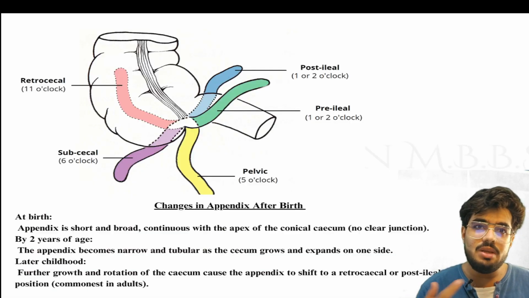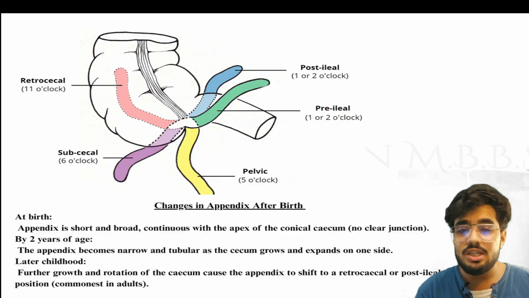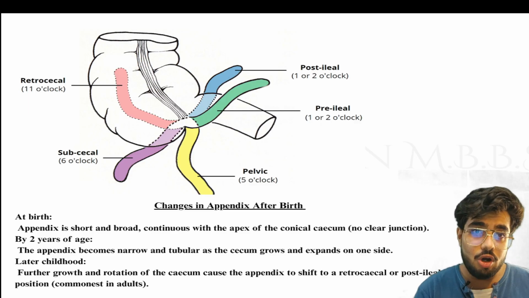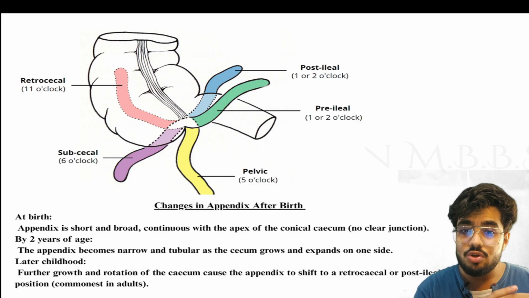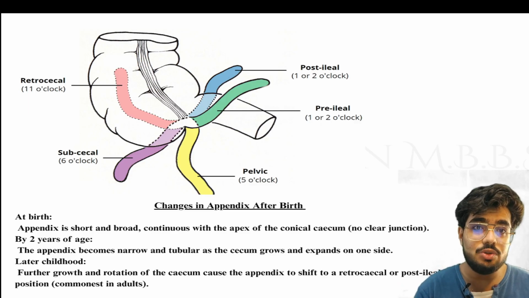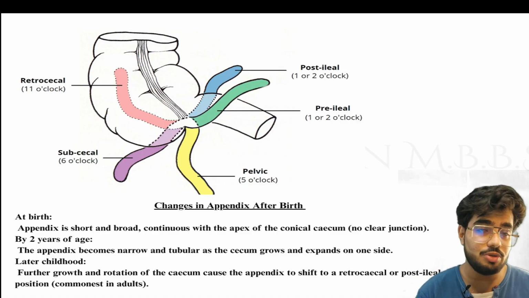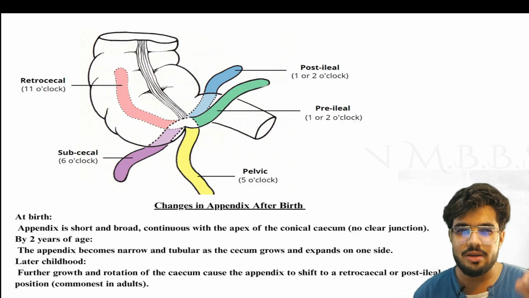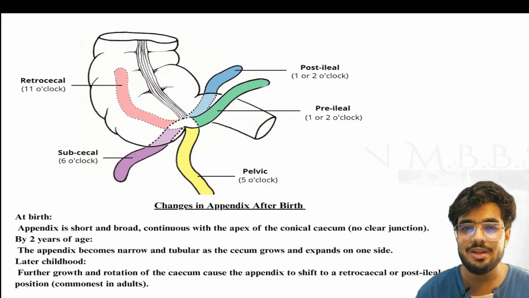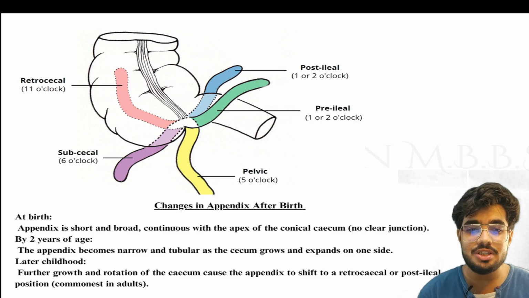So after talking about the base of the appendix, now let's talk about the tip of the appendix. Before we talk about the tip of the appendix, we must know what changes happen to the appendix after birth. Then afterwards we can understand the position of the tip of the appendix. After the birth, the appendix is short and broad. Appendix बहुत short होता है, broad होता है. We can't differentiate कि junction कहाँ पे है. Appendix और cecum के बीच में जो junction है वो हमें पता नहीं चलता. There is no clear junction.